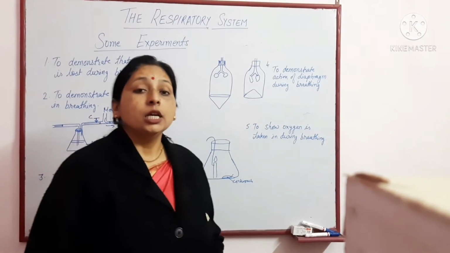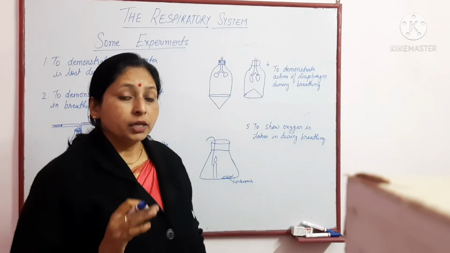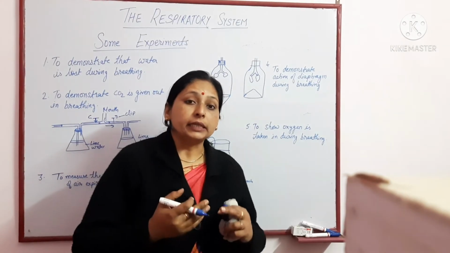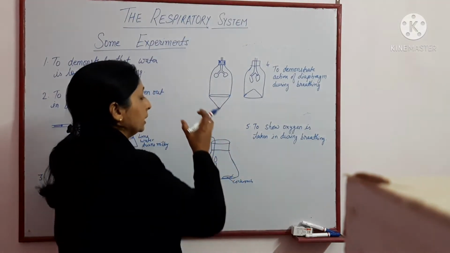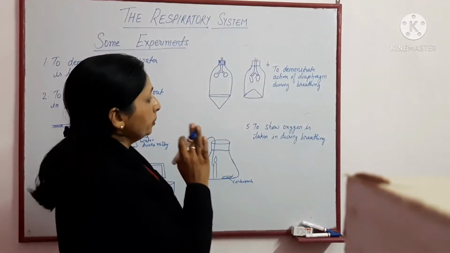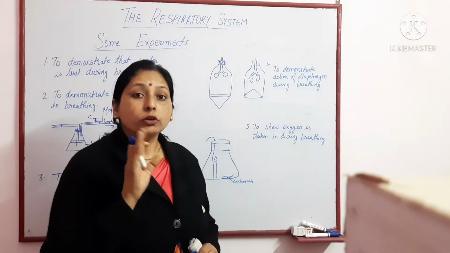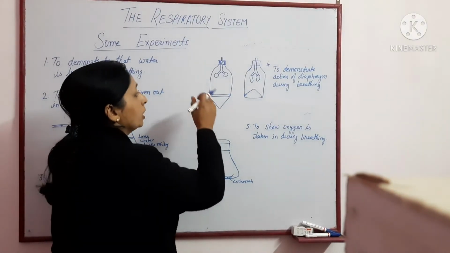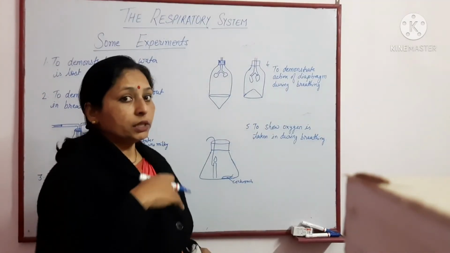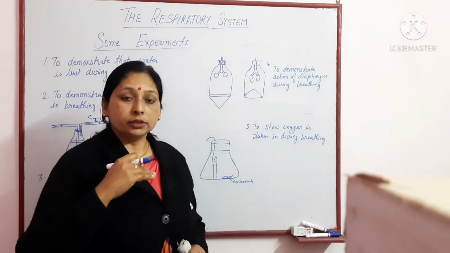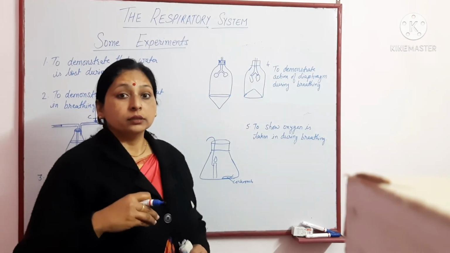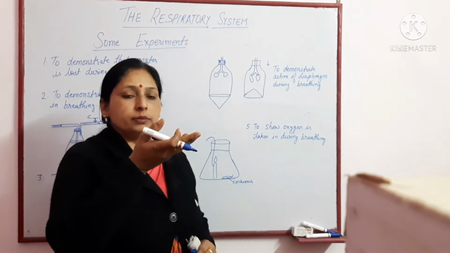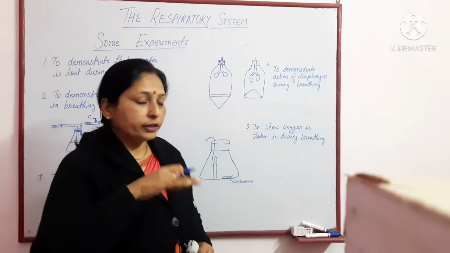Next experiment is to demonstrate the role of diaphragm. As I have explained in the respiration process, here the rib cage is not shown, only the role of diaphragm is. So when the diaphragm lowers during the process of inhalation, during breathing in, like this, the diaphragm gets lower, and the rib cage comes upward and outward.